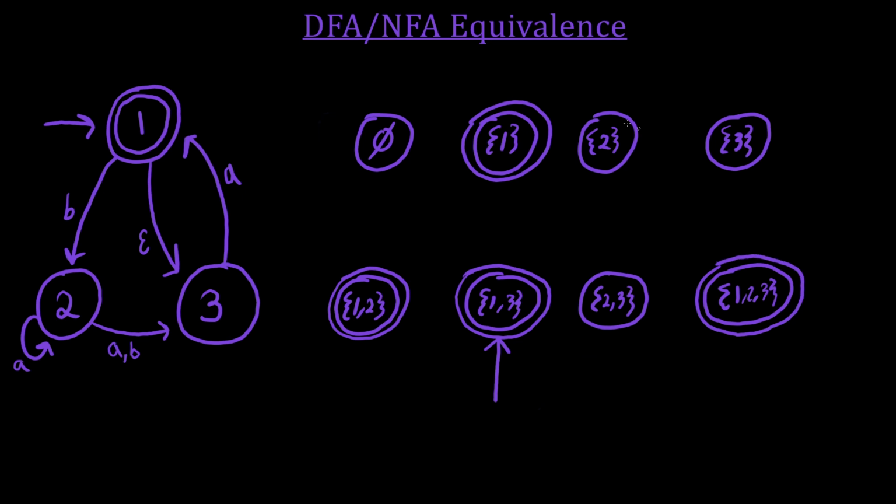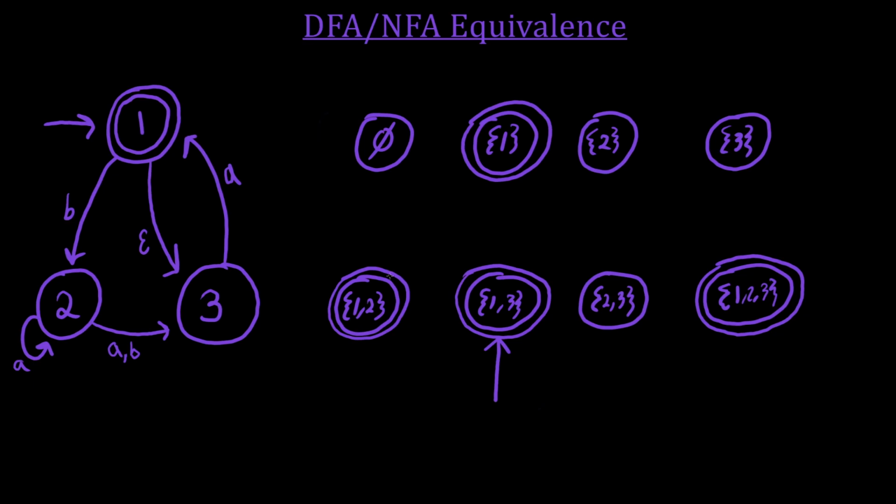Now, why exactly are we setting it up this way? Well, the reason is because if we transition to one of these states where 1 is in the set, that means that we are in, let's take this bottom left state, for example, where it corresponds to being in the state 1 and in the state 2 at the same time.